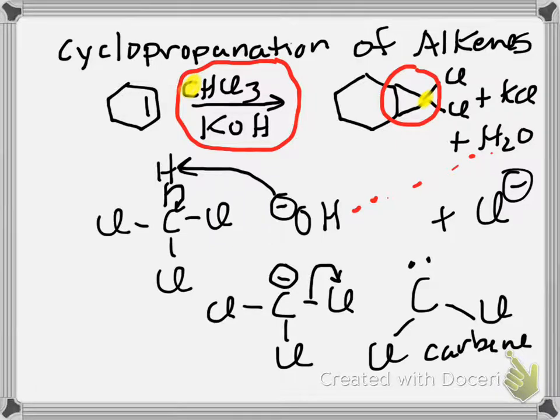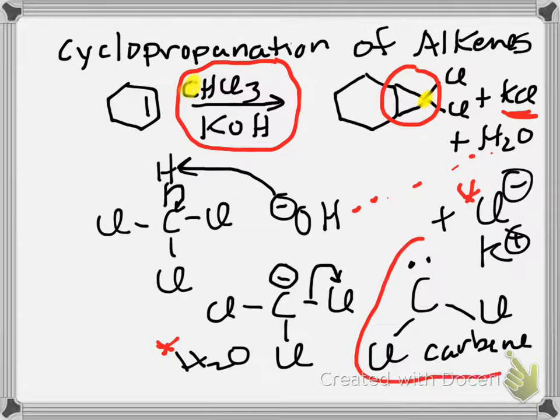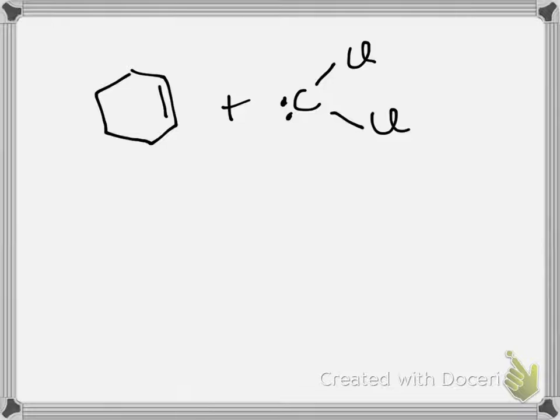And you'll notice that in the process, I have formed the water that I need and the Cl minus that I need, remembering, of course, that potassium ion is just spectating throughout all of this. So the key species is this carbene. Okay, so now we have the reactive species, the carbene, and the alkene.